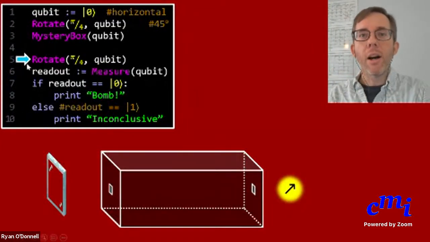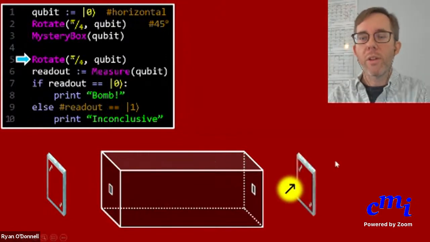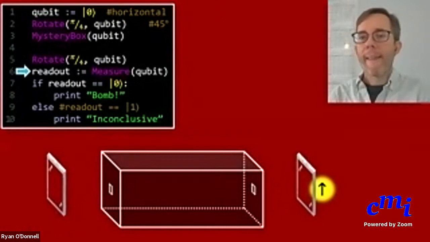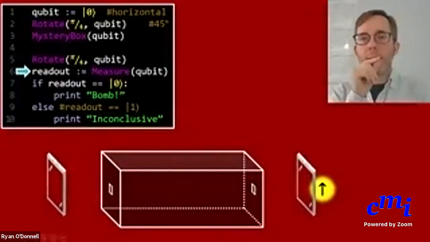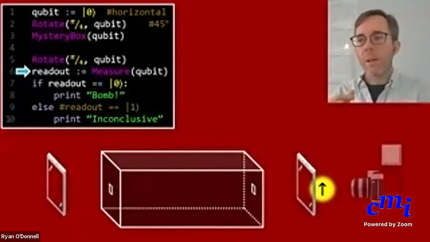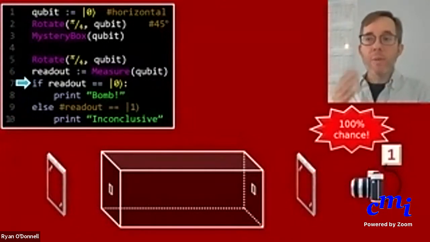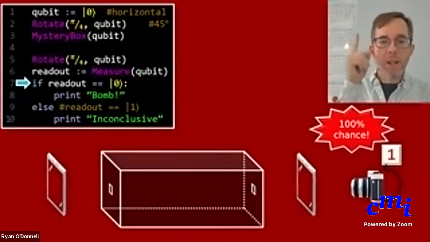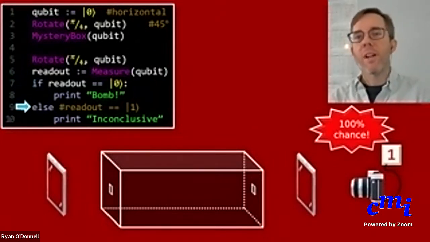The next step of the algorithm here on line 5 is we're going to do another rotation. So we're going to have another piece of quartz here. Okay, and if the box were empty, then at this point, the photon would be vertically polarized, exactly 90 degrees. And then we're going to put it into the measuring device. And ta-da! In this case, the empty box, there's a 100% chance the readout will say 1 because it's coming in vertical.